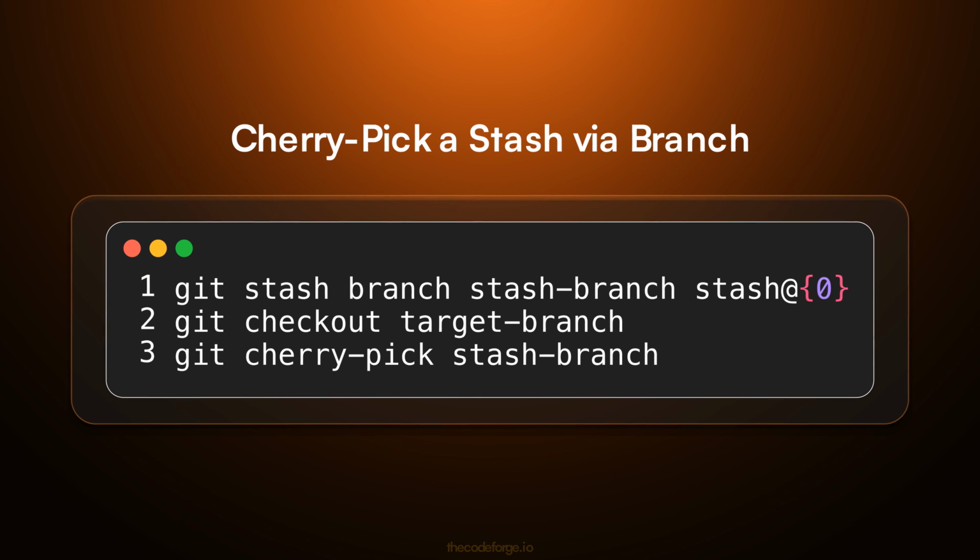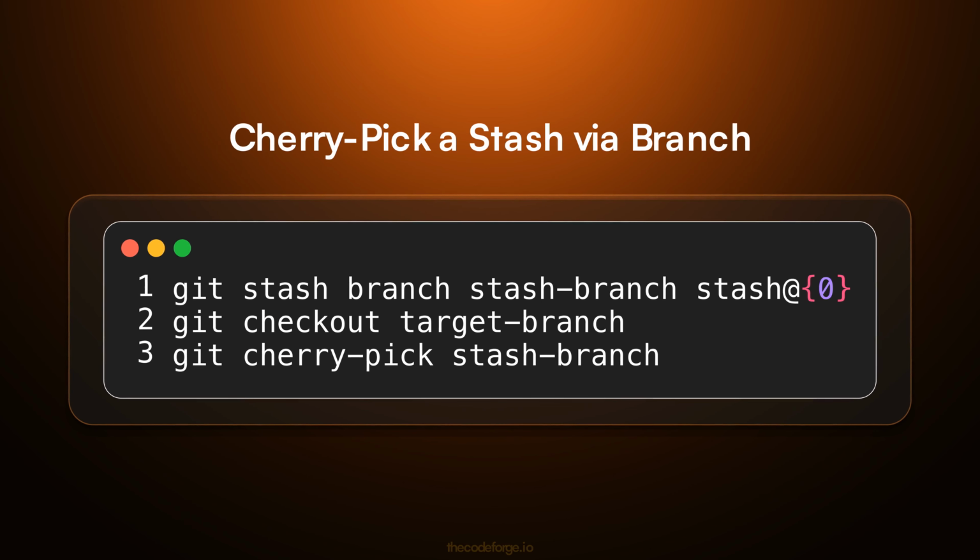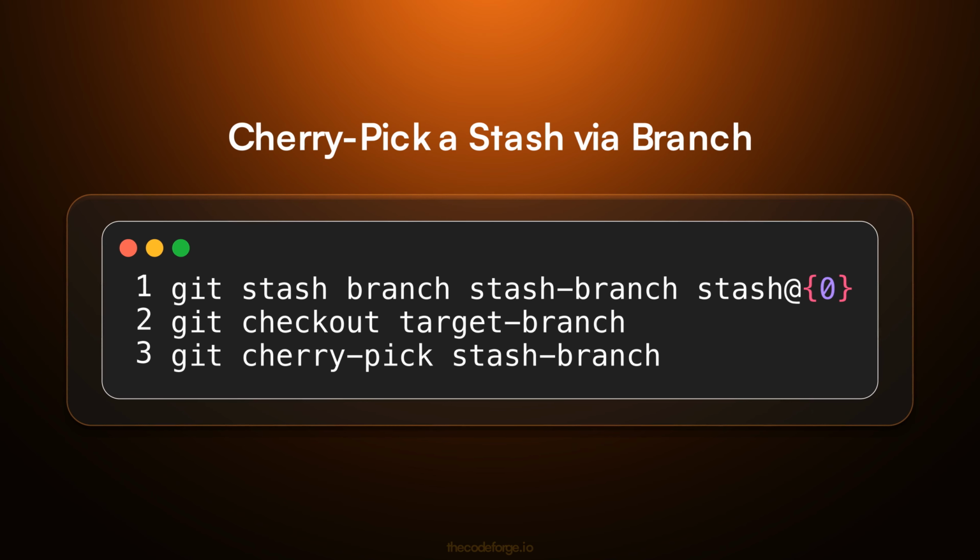Instead of cherry-picking a stash directly, which fails due to the missing parent, convert the stash to a branch first with git stash branch <name> stash@{n}, then cherry-pick from that branch. This gives the commit a proper parent and avoids spurious conflicts.